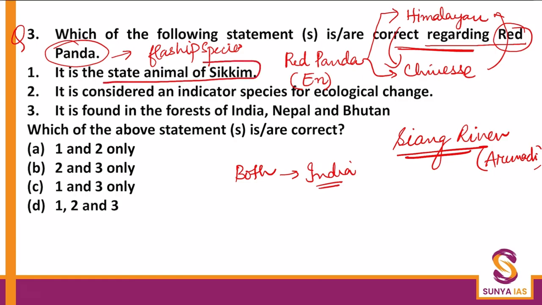It is the state animal of Sikkim. The statement is correct. Yes, it is the state animal of Sikkim. It is considered as an indicator species for ecological change. Yes. So, red panda is mostly an arboreal animal. It lives mostly on the trees. And it reflects the ecological changes in the forest. It is found in the forests of India, Nepal and Bhutan.